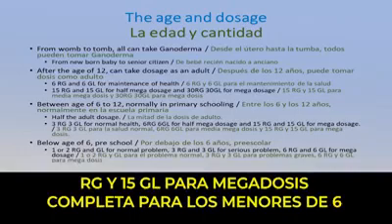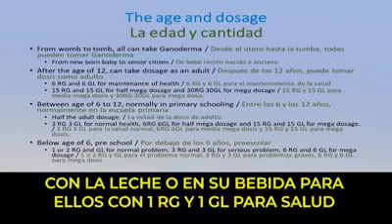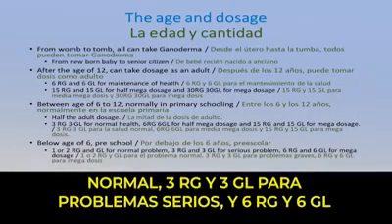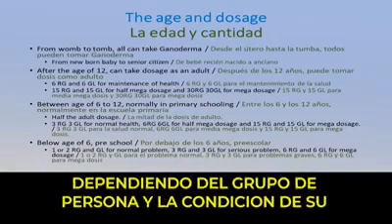For those below the age of 6, sometimes when the child is very small, we can mix it into the milk, we can mix it into the drink for them. Maybe 1 or 2 Rg and GL for a normal problem, 3 Rg and 3 GL for a serious problem, and 6 Rg and 6 GL for the mega dosage. So these are the general dosages, depending on the group of people and the body condition.